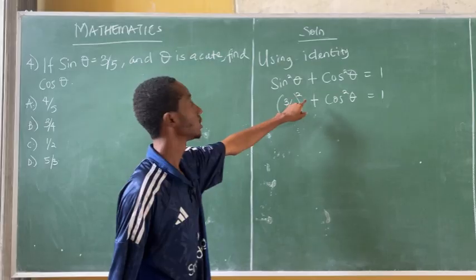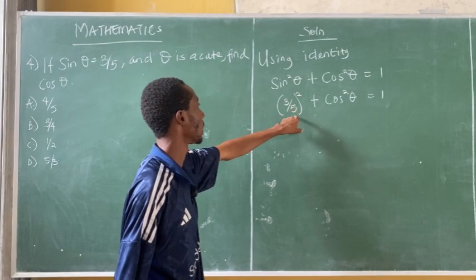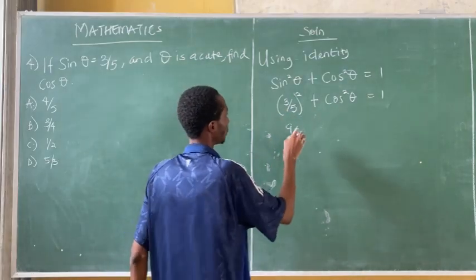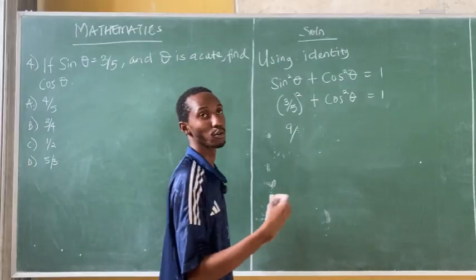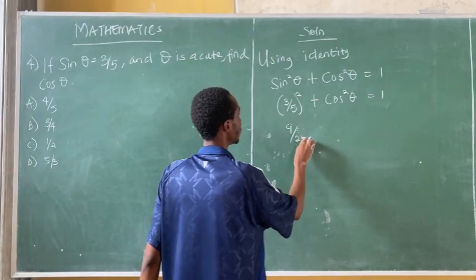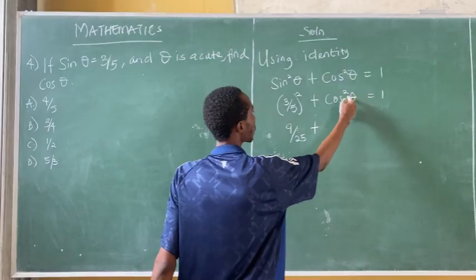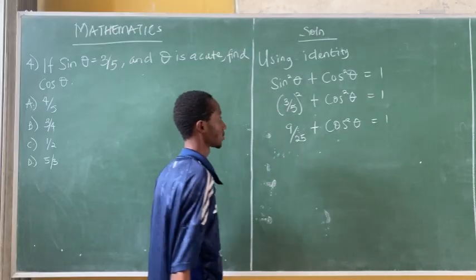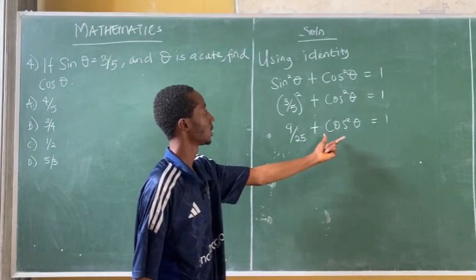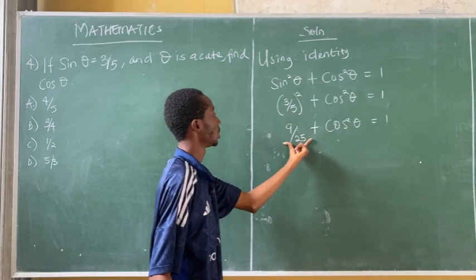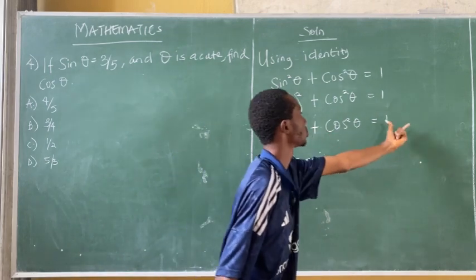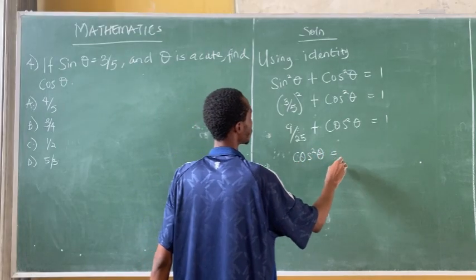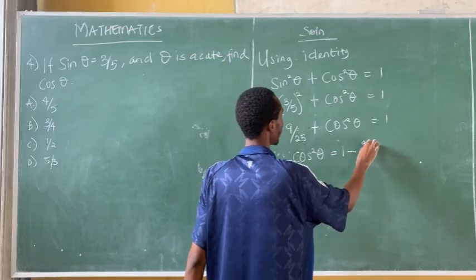3 over 5 all squared, you square the numerator and the denominator. If you square 3, which is 3 times 3, you have 9. 5 squared is 5 multiplying itself 2 times, and you have 5 times 5 giving you 25. Plus cos square theta equal to 1. Now you make this the subject of the formula, you make it stand alone. 9 over 25 comes to this other side of the equation. You have cos square theta is equal to 1 minus 9 over 25.